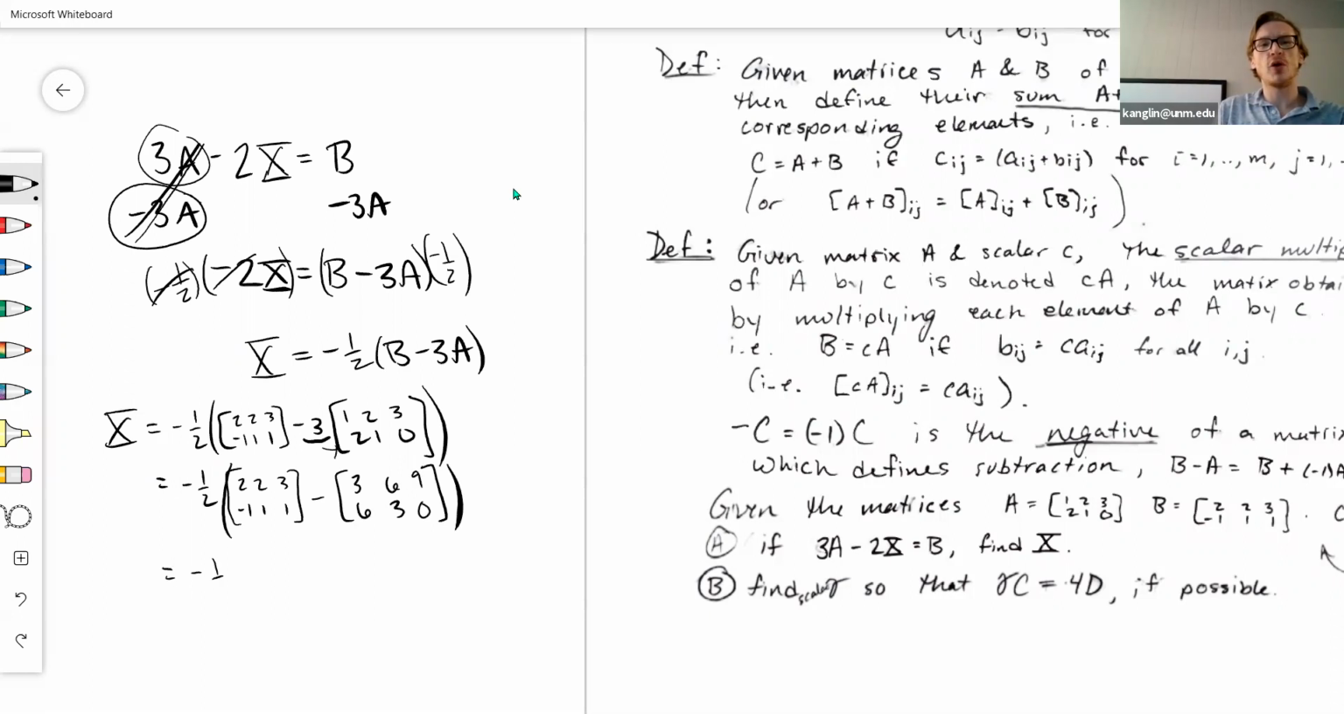And what do we have? I'll go ahead and subtract these matrices. We know how to do that now. We know that subtraction of matrices is just applied element-wise, right?